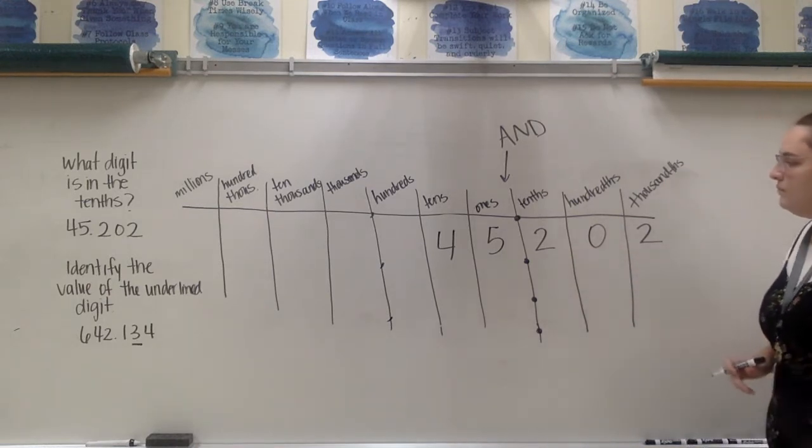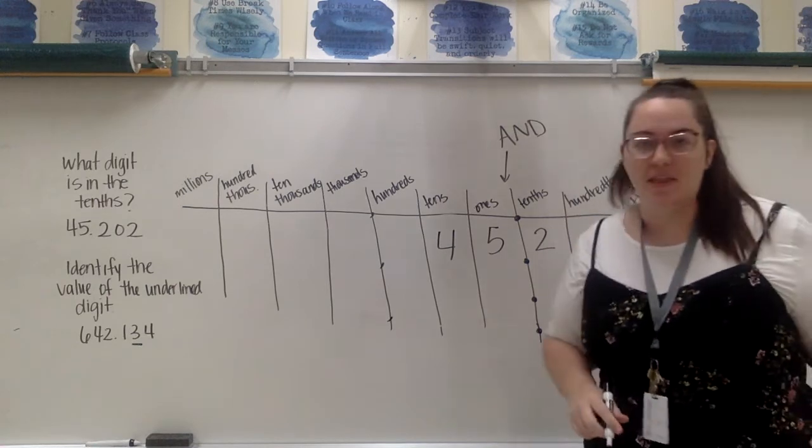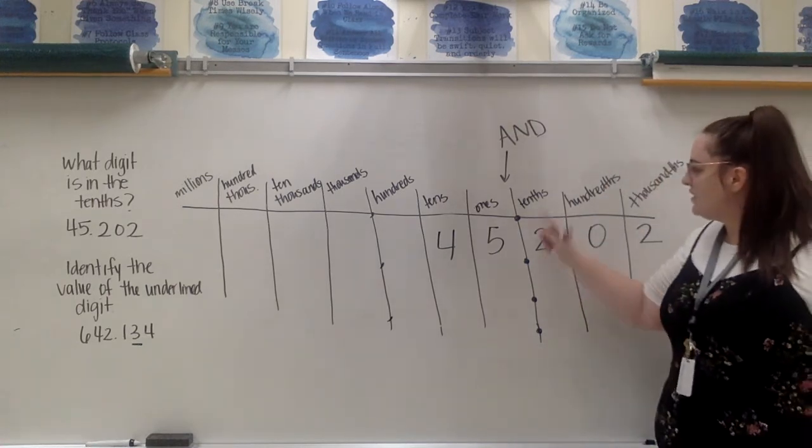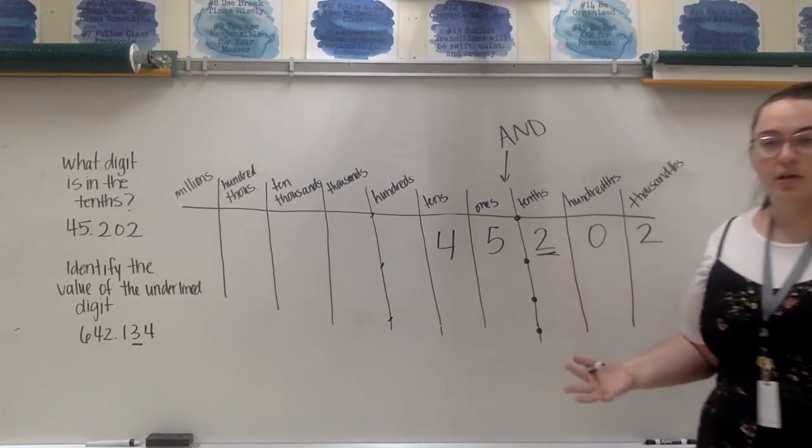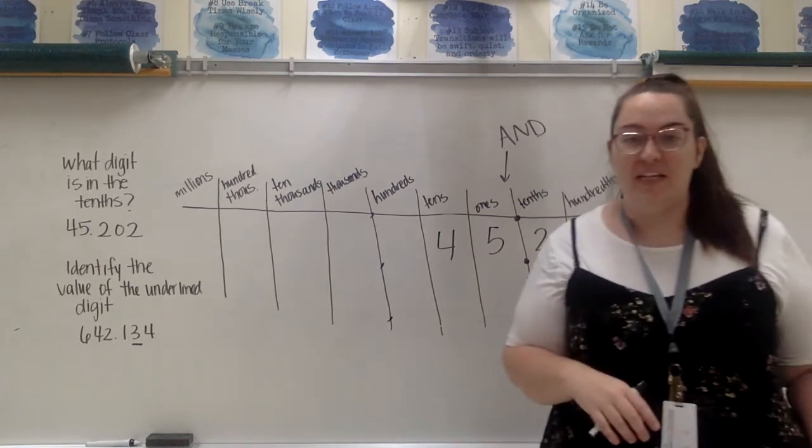So it says what digit is in the tenths? Well, that's easy. All I have to do is go to my tenths and look at what number's in my tenths. What number? 2. Your answer for that would be 2.